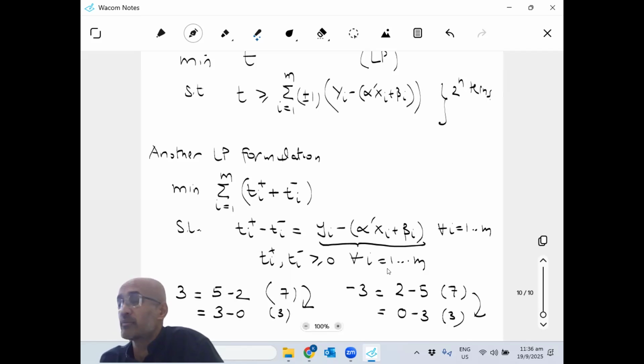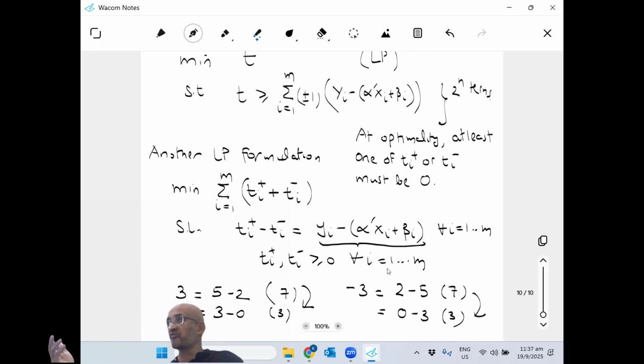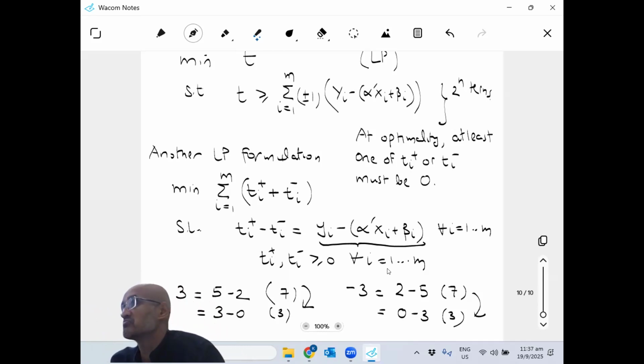So what is going to happen in this problem is that at optimality, you can claim that at least one of Ti plus or Ti minus must be 0. Of course, both can be 0 if I get a perfect fit. But at least one of them has to be 0. If both are strictly positive, I will decrease the values, keeping the difference the same and decreasing my objective function. So it cannot be optimal.